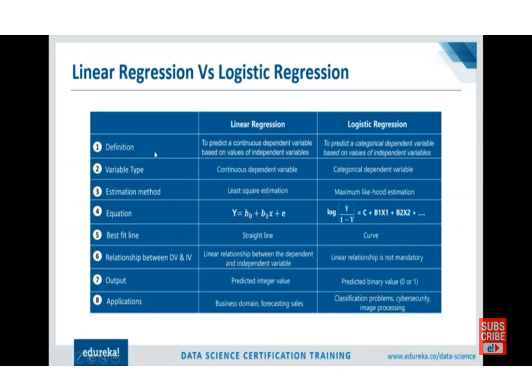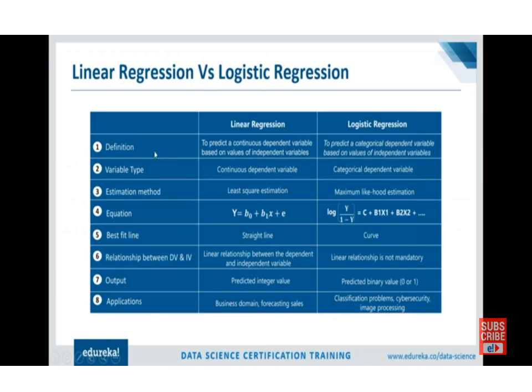The second is, what are the variables? As we have seen in this definition, the variable used in linear regression is continuous in nature, and in logistic regression we use a categorical dependent variable, right? Third is estimation method. So how are we going to estimate the performance of the proposed model? In linear regression, we use the least square estimation method. In logistic regression, the maximum likelihood estimation method is used.